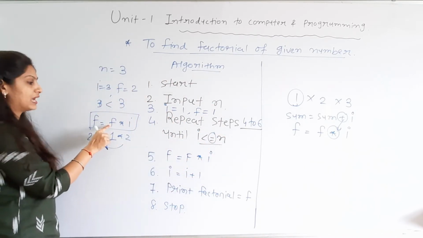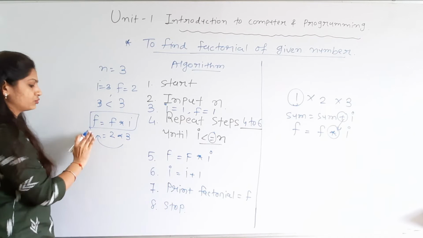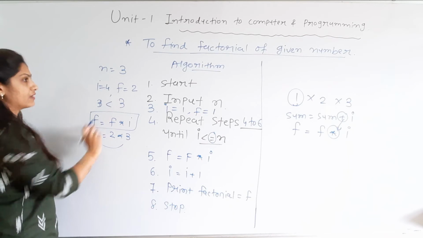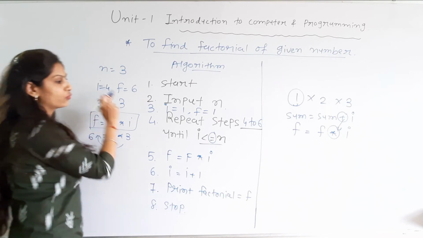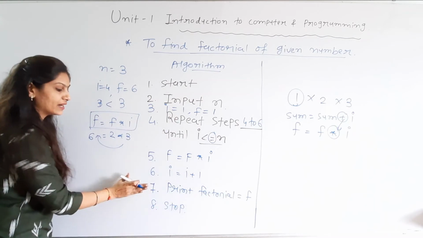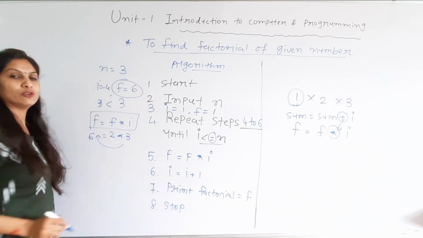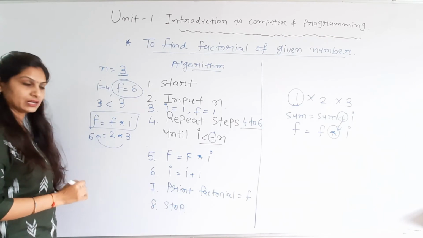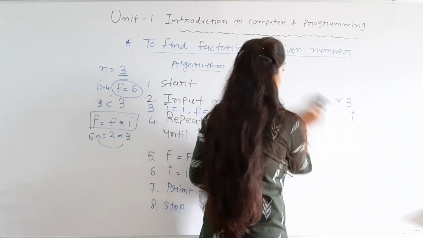Again go on to the formula f. F is 2 and I is 3. 3 into 2, 6. Now I is incremented again, that is 4, and f is 6. But the condition now becomes false because 4 is less than 3? No. 4 is equal to 3? No. So jump directly to the 7th step, that is print value of f. Which value? Print 6. That is the factorial for the number 3. Clear?